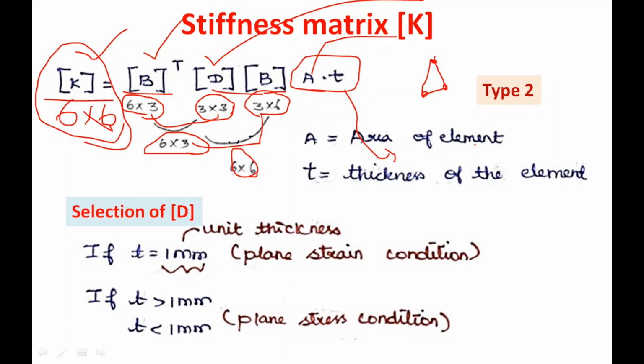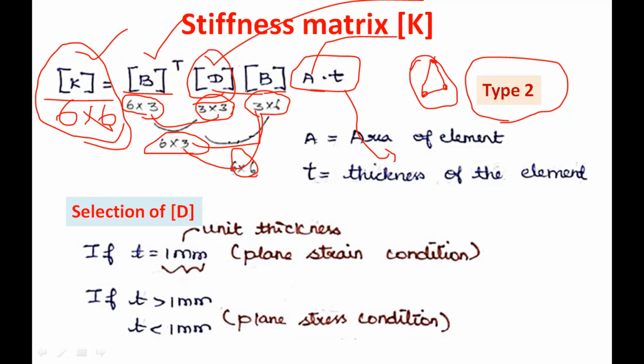Now this is going to be called type 2 problem. They will ask you to find the stiffness matrix for the given element, right? This is the second type. Here we have to multiply B transpose D first, then the resultant matrix will be multiplied with B. So compared to type 1, it is a somewhat lengthy problem that we will see in the forthcoming parts. Now how to select the D matrix?